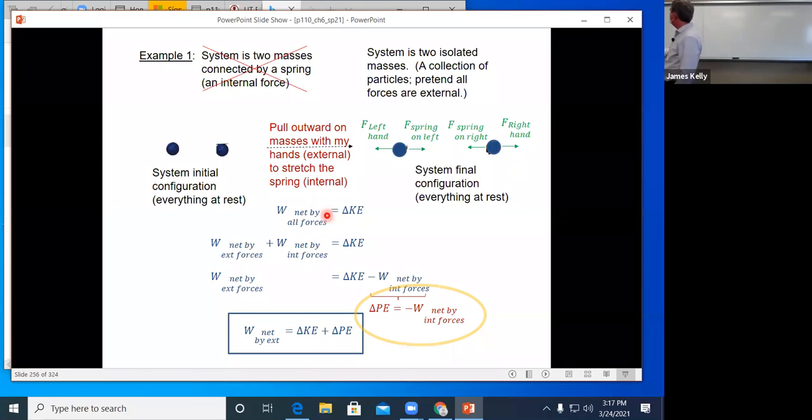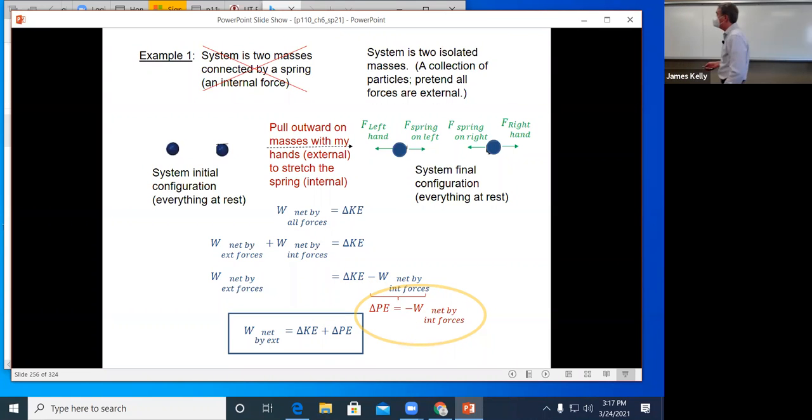Let's divide up the net work done into external and internal forces parts. And we did something that seemed totally harmless. We put this internal part over on the other side with a minus sign. And we said, let's take that negative of the net work done by internal forces, we'll just call it the change in potential energy. Just a definition, right? Shouldn't make any difference.